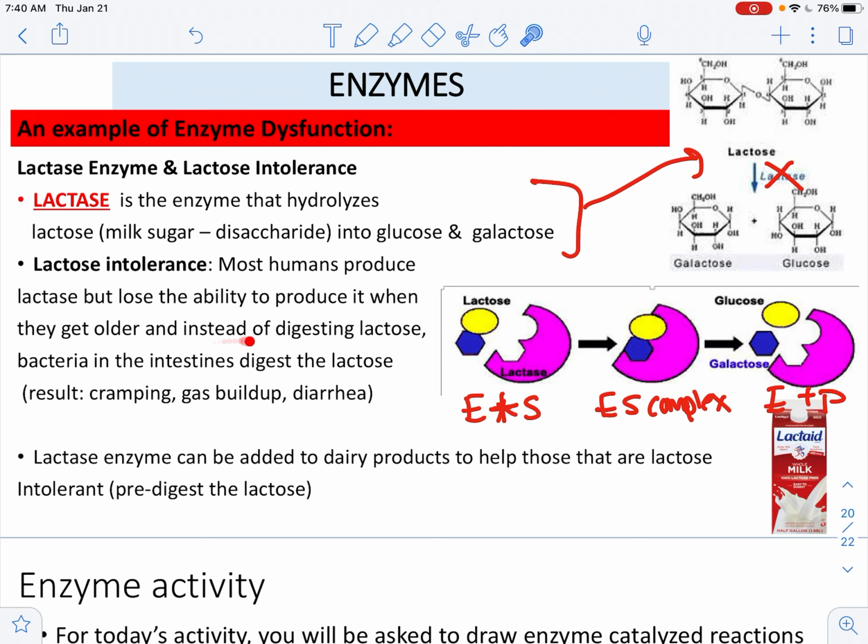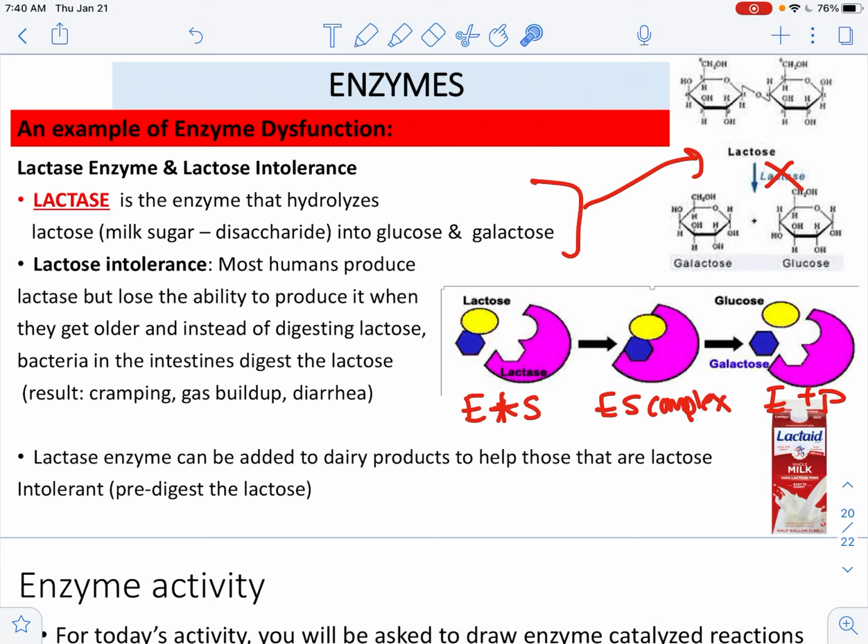And the reason it causes a lot of discomfort, like cramping and gas and diarrhea, is because there's E. coli in your intestines, and we'll talk about this later. But good E. coli, like remember the normal healthy bacteria we talked about. And so if you're not digesting it, they are. And the bacteria, when they digest lactose, produce a lot of gas and stuff. Okay.